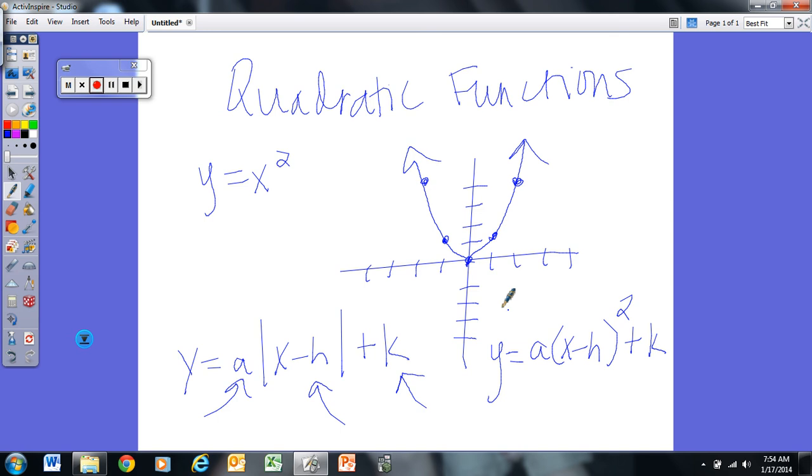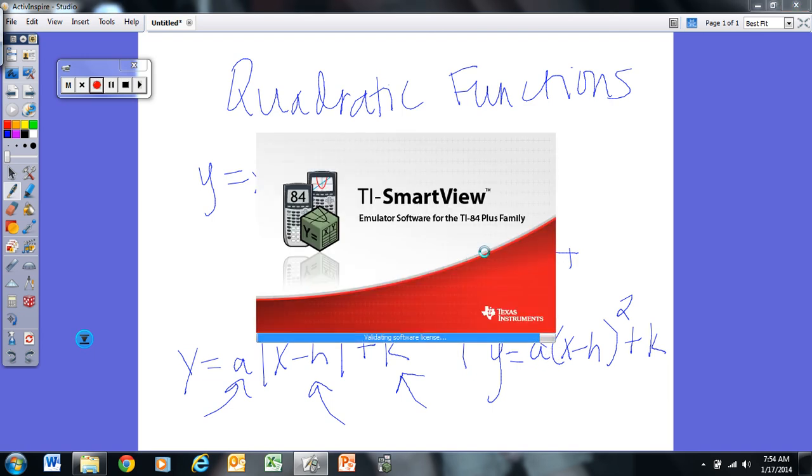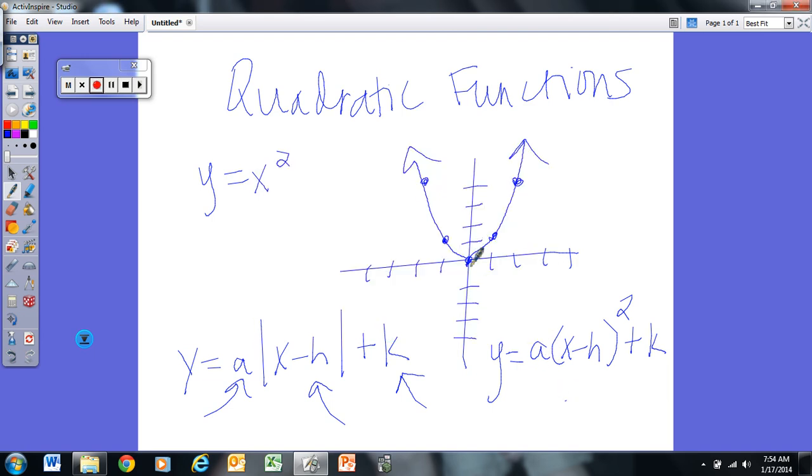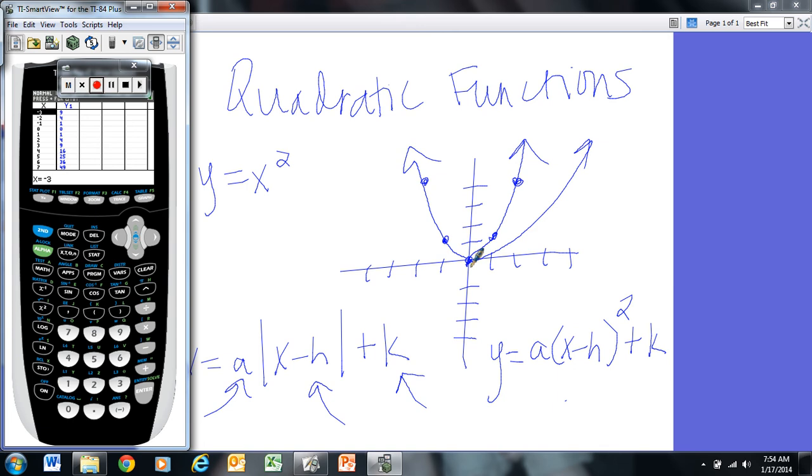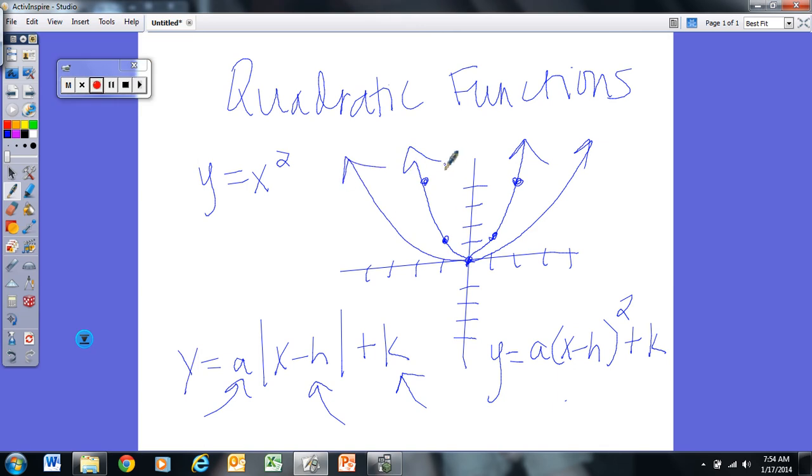A is a little bit different because you can't have a slope of a curve, right? The absolute value function was two lines basically put together. Well, this is a curve. So we can't say that a changes the slope because you can't change the slope of a curve. What it is going to do is it's going to make it fatter or skinnier.